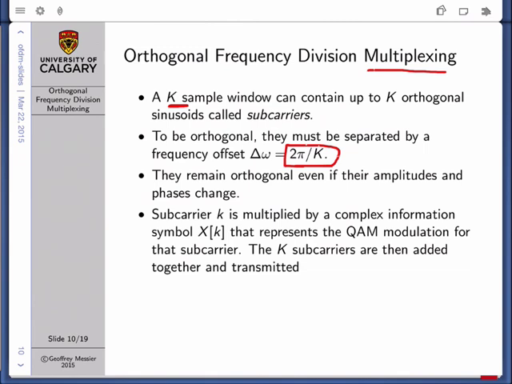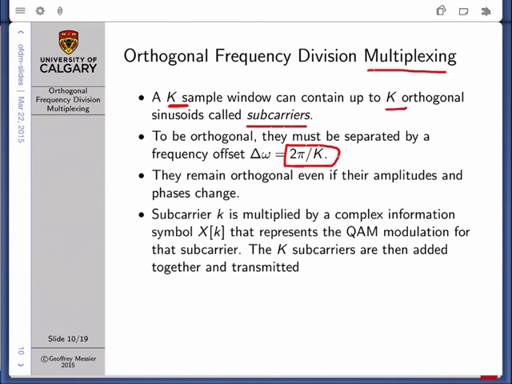And the nice property of orthogonal sinusoids is that they remain orthogonal even if their amplitudes and phases are changed. And so what this means is that we can create K orthogonal sinusoids, which we refer to as subcarriers. Each sinusoid gets a unique amplitude and phase shift according to QAM modulation, and then those orthogonal sinusoids are all added together and transmitted simultaneously through the channel.